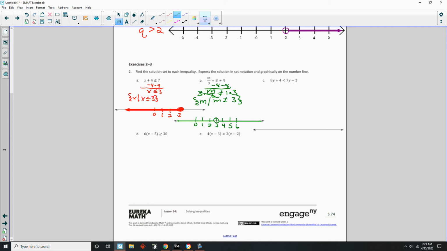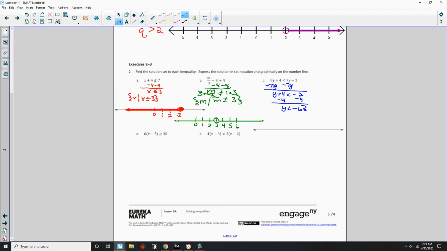Okay, and let's do C now. So I want to solve this. I always like to move the variable first, so I'm going to subtract the smaller of the two so I don't get a negative. Subtract 7y from both sides, that should be a y. And 8y minus 7y is just simply y plus 4 less than negative 2. And then subtract 4 and subtract 4, and I get y is less than negative 6.